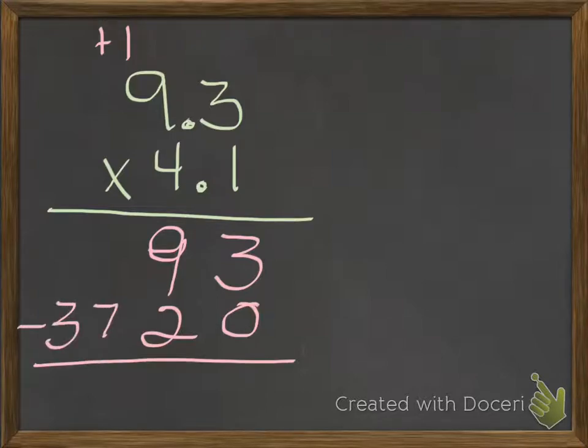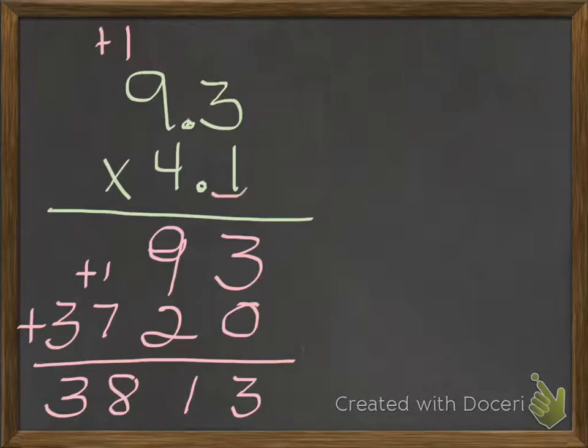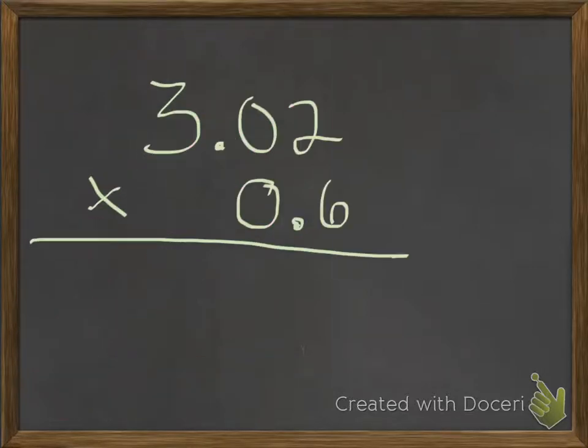Add up the partial products. 3 plus 0 is 3. 9 plus 2 is 11. Carry the 1. 1 plus 7 is 8, and then 3. We have 2 digits that come after a decimal point, so we have to put 2 digits after the decimal point in our answer. Our answer is 38.13. Let's try another one. 3.02 times 0.6. Go ahead and try it, and then we'll check it.